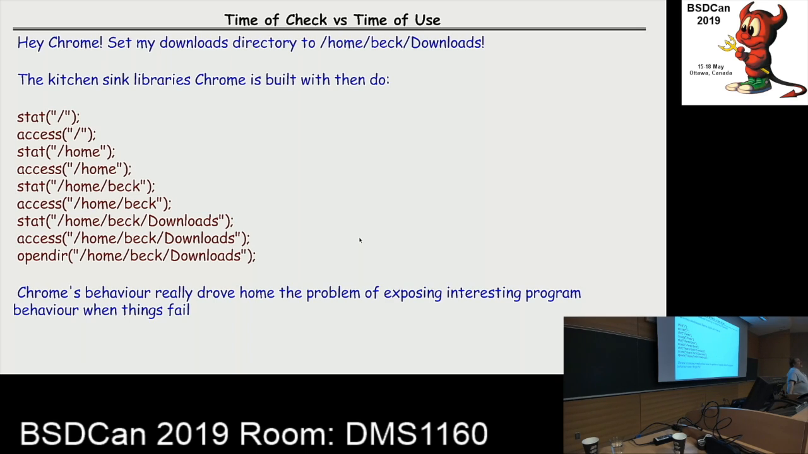Thank you very much. Chrome's behavior, though, in this case, really drove home the problem of exposing interesting program behavior. I had a bug early on where I would return ENOENT instead of EACCES on one of those stat paths. And as we were coming to various ways of how to deal with this in Unveil, if you return ENOENT for /home to Chrome, it helpfully offers to create /home for you.